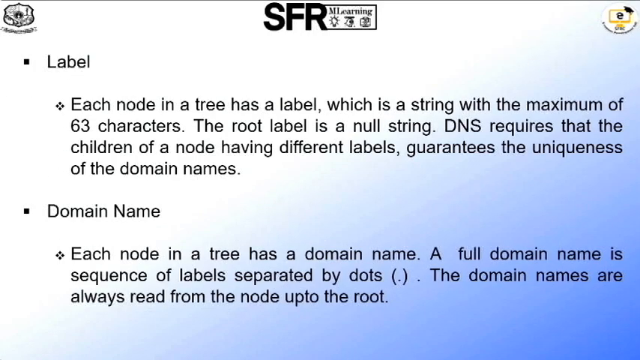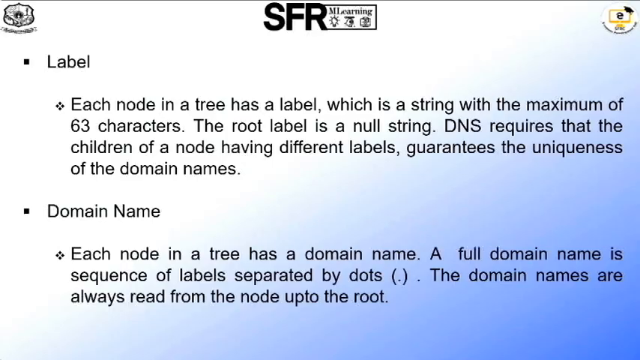Here we are going to see about the label. Each node in a tree has a label, which is a string with a maximum of 63 characters. The root label is a null string. DNS requires that the children of a node have different labels, which guarantees the uniqueness of the domain names.